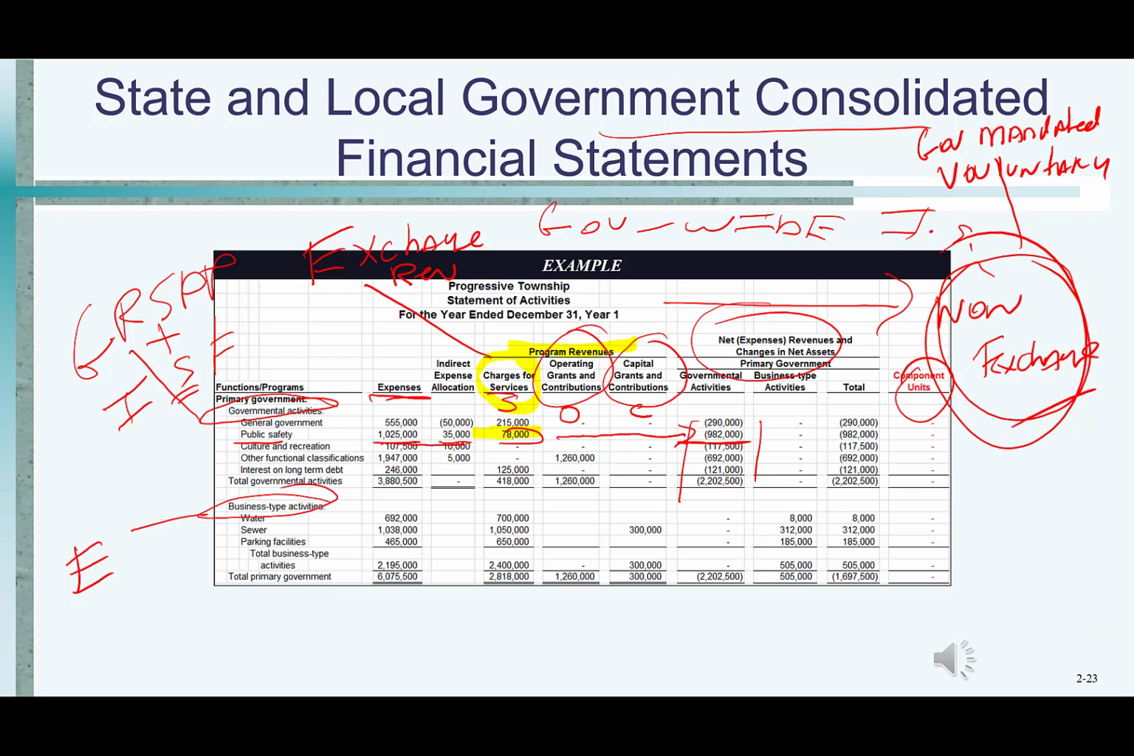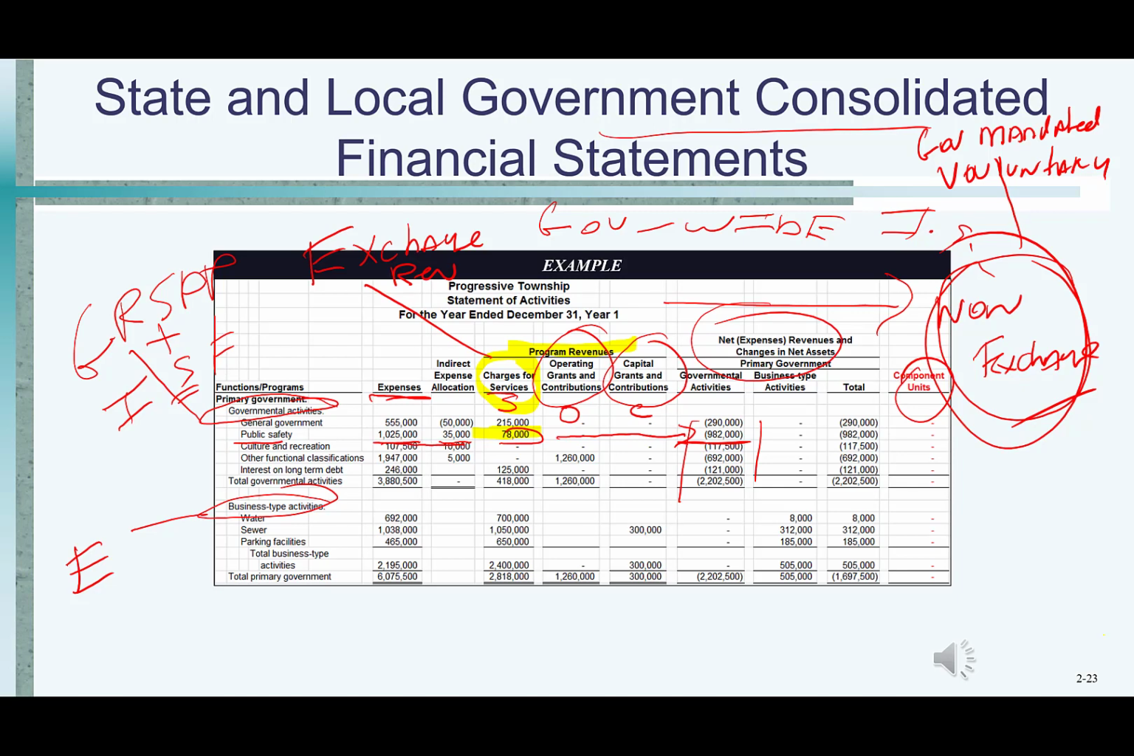You pay for the permit, you get the permit, you get the protection, don't you? So that is what? That is an exchange. You get something back for what you pay for, right? Okay. Now, there were two more categories of program revenues.